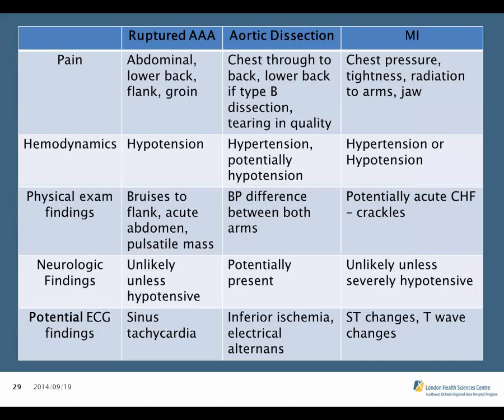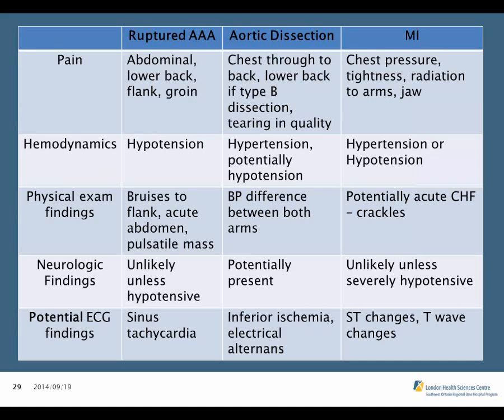With respect to neurologic findings, unlikely to occur with AAA unless they're very hypotensive, and that's just affecting their general level of consciousness. But you shouldn't have any focal or localized presentations. Whereas with aortic dissection, you may get these more localized stroke-like neurologic findings. ECG findings with ruptured AAA include sinus tachycardia, and that's just due to the patient being in shock. But with aortic dissection, you can get inferior ischemia or electrical alternans, which we've already talked about.